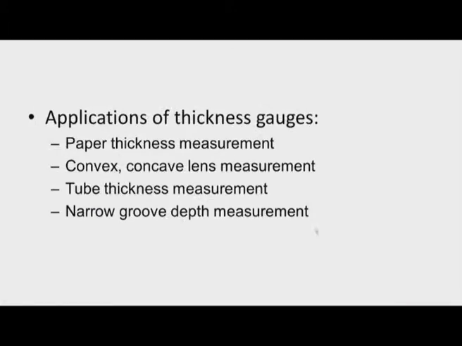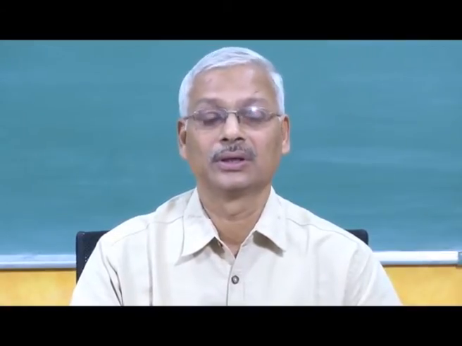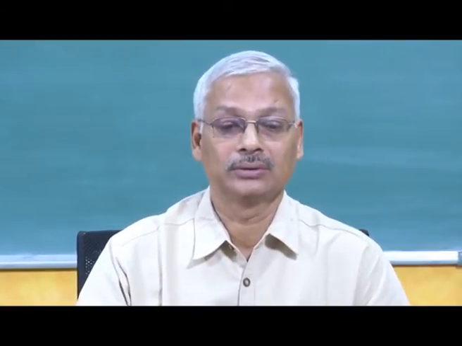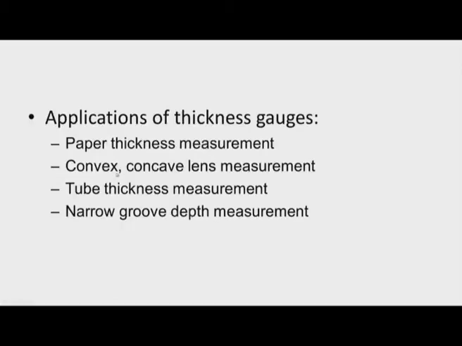Now, what are the various applications of thickness gauges? It can be used for paper thickness measurement. In that case we can use very short range thickness gauges, like 0 to 5 millimeter or 0 to 2 millimeter thickness range; such narrow range gauges are available. You can also use thickness gauges for measuring convex lenses and concave lenses. In such cases interchangeable anvils and spindles will be of much use.